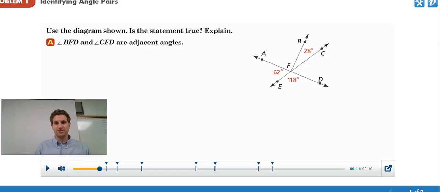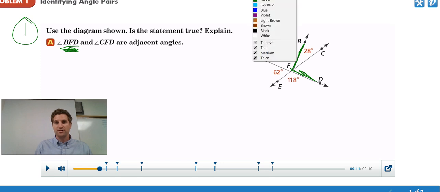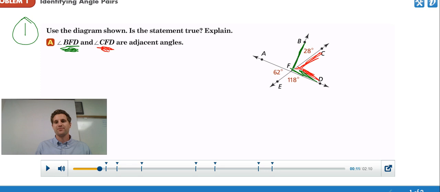Okay, so this is our first example. We'll call it example 1. And it says, use the diagram shown, is the statement true? BFD and CFD are adjacent angles. I'm going to use colors here, and I highly recommend you do as well. BFD, so we start at B, go to F, and then go to D. I'm going to switch colors here to red. And CFD. All right?